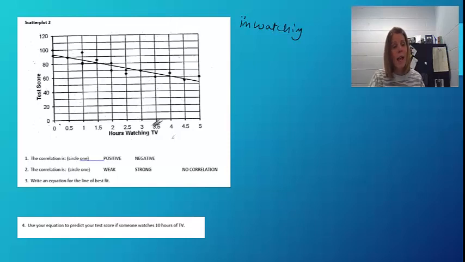So you can see as the number of hours someone is watching TV increases, their test score seems to go down. All right, and the correlation is positive or negative? I would definitely say negative, as the x value is going up, the y value is going down. And the correlation is weak, strong, or none? I would say most of these data points, again, are pretty close to the line of best fit, so I will call it a strong correlation.